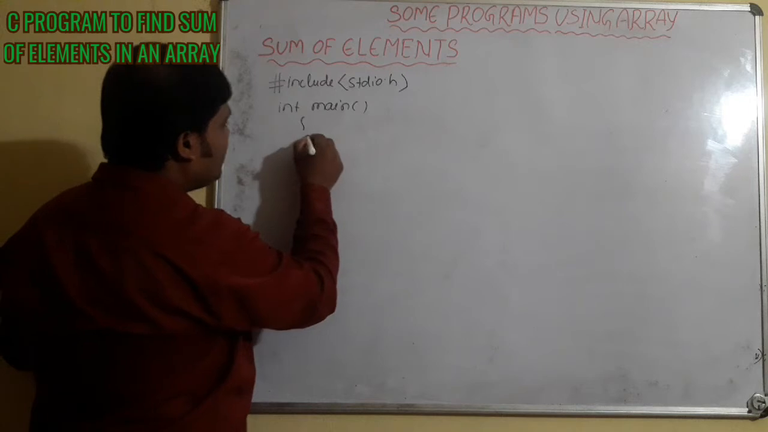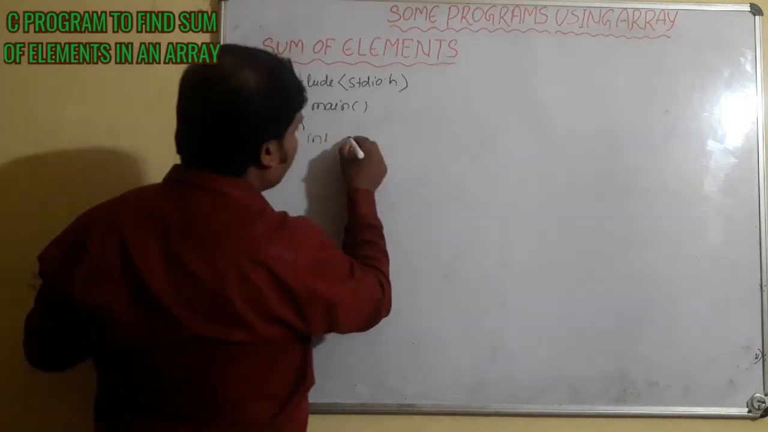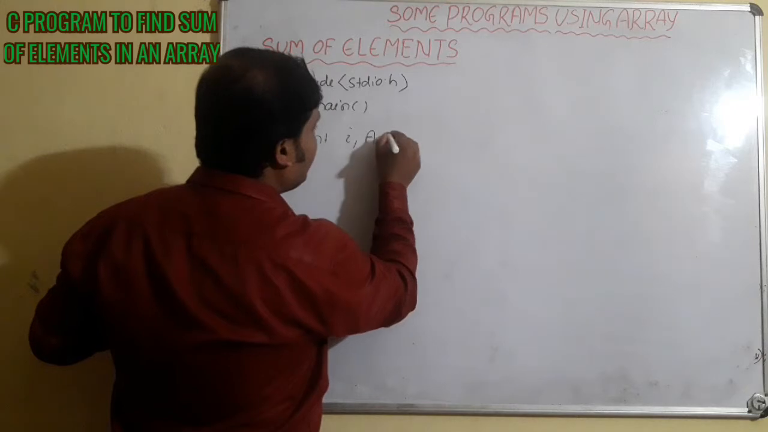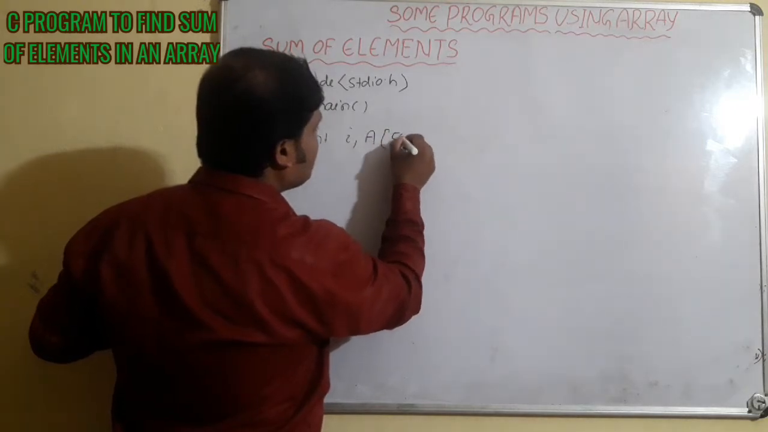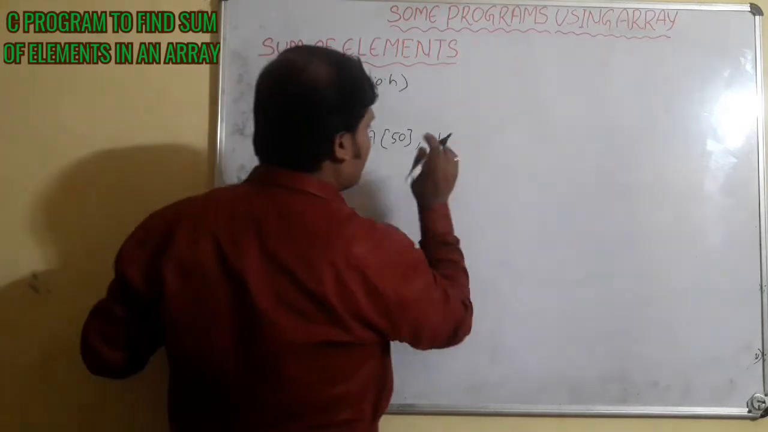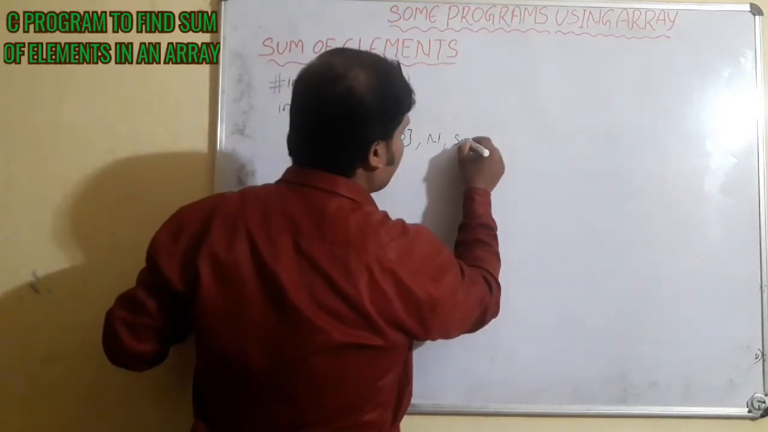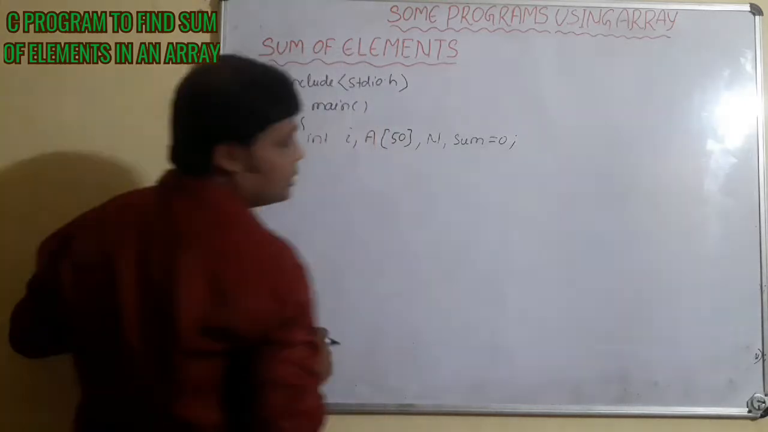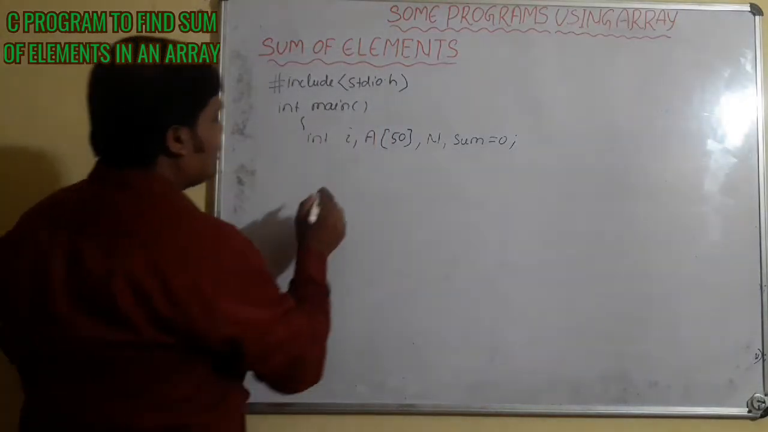main. Then I am taking variable i to continue the loop. Then the array I am declaring. Suppose I am declaring a large size, and to input n number of elements I am taking n, and to find the sum I am taking the variable sum and initializing it to 0. Clear? Now see.